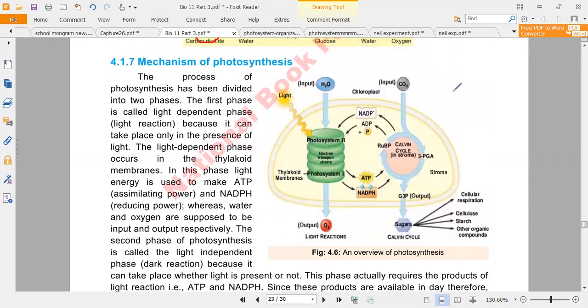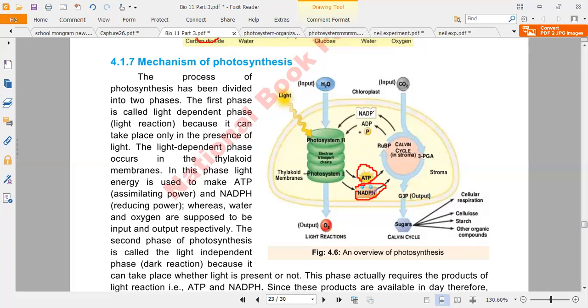You can see there are two reactions going on, light dependent and light independent reactions, called light reaction and dark reaction. Through this diagram, the overview of photosynthesis, we have two photosystems. Photosystem 2 absorbs the light, and then electrons are emitted. They pass down through an electron transport chain and reach photosystem 1. There is another electron transport chain which forms NADPH and ATP.